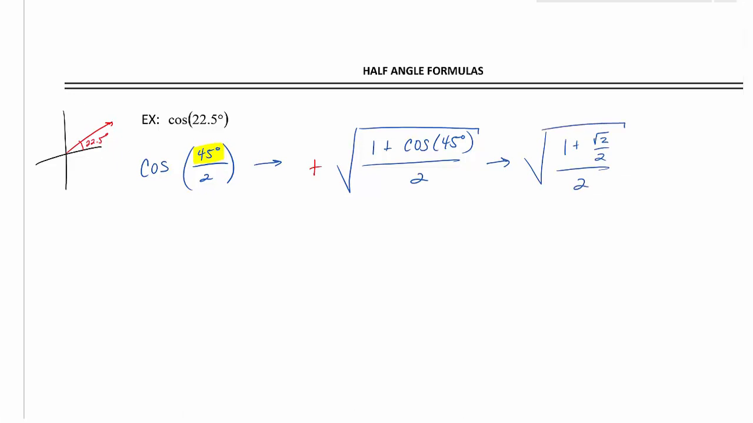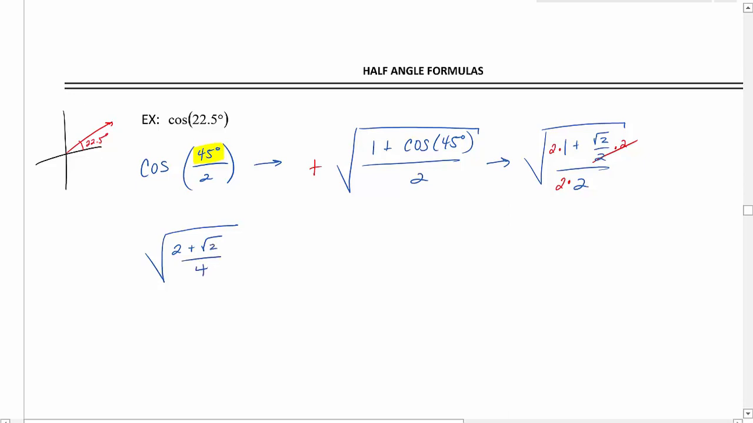We want to simplify the complex fraction. We'll do that by multiplying everybody by 2. We get the square root of 2 plus the square root of 2 all over 4. And just like in the last example, we want to break it up into the square root of the numerator and the square root of the denominator. Since our denominators are perfect, we get the square root of 2 plus the square root of 2 all over 2.